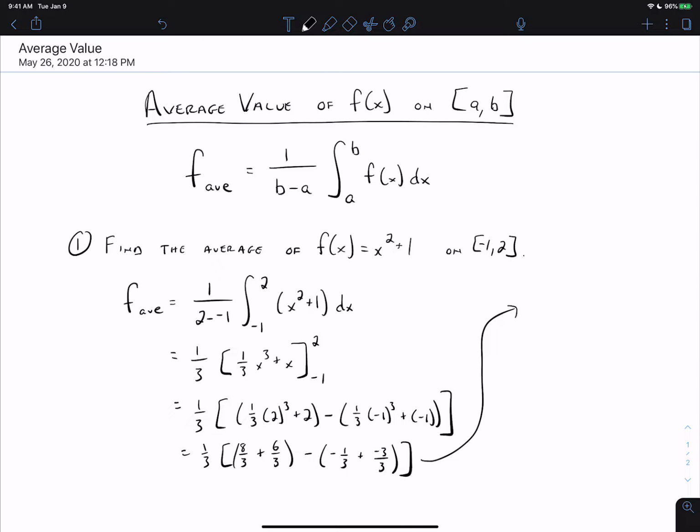And so we'll come up here and say, okay, that's 1/3 times now 14/3 minus -4/3, so plus 4/3. That's 18/3, which is 6. And 1/3 times 6 is then 2. Okay, so we get an average value of 2. The formula is very, very easy to use.